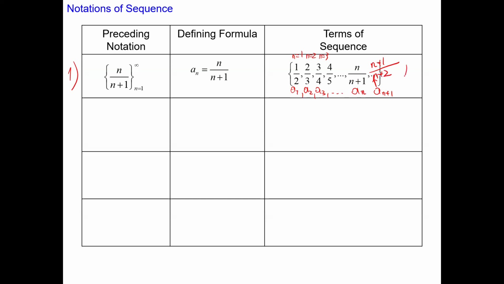Successor. Okay, that's an example. Let's look at the second example.